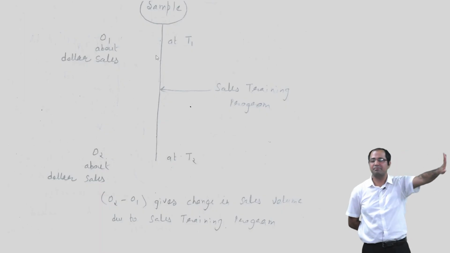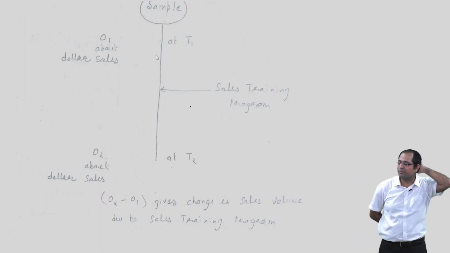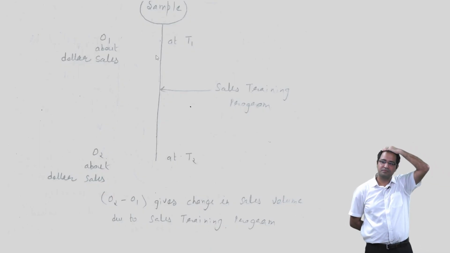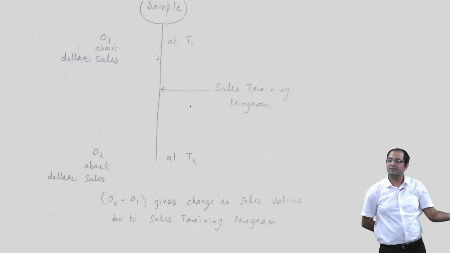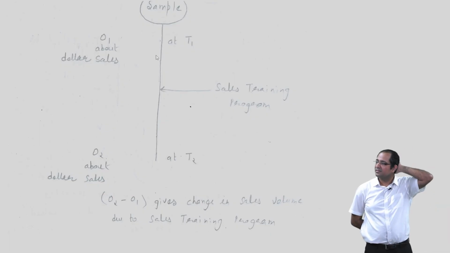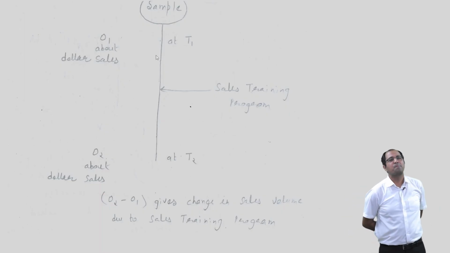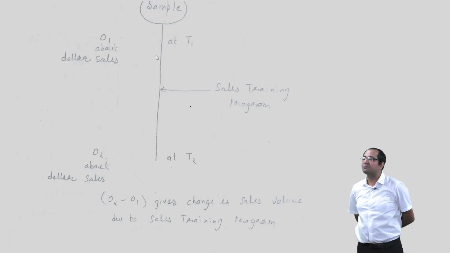Now what else? History is something which we would have taken care of. Here we did not. What else could be a problem? The number of representatives in the territory might have changed also. They selected 15 salespeople; the number of workers in the year was 500. Let's say that has increased or decreased. So representativeness would have changed.